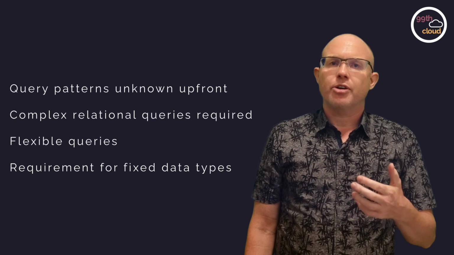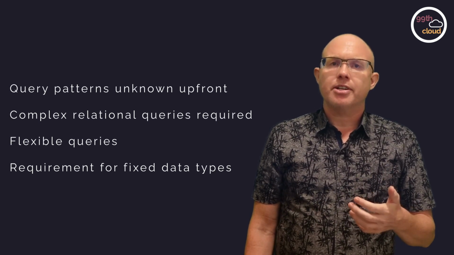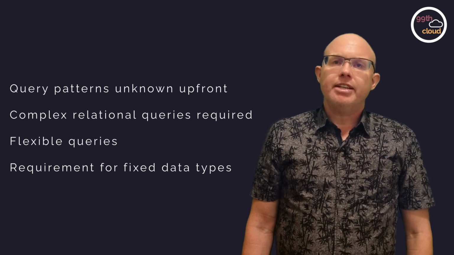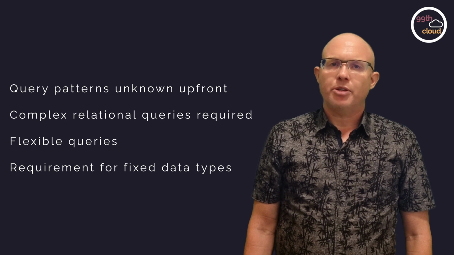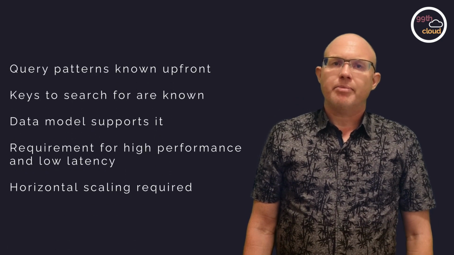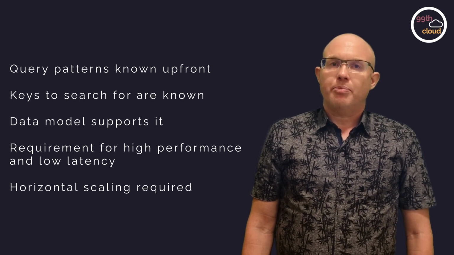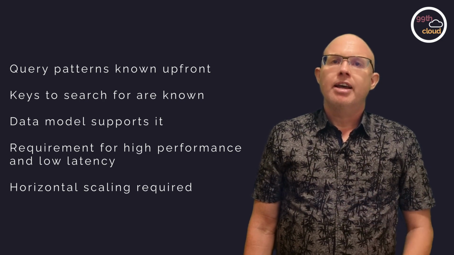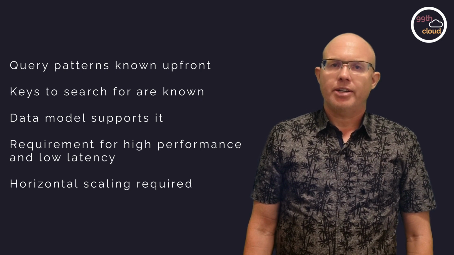So, to recap, in general you would use a traditional relational database if the query patterns are unknown up front, if complex relational queries are required, if the queries need to be flexible, and if you need fixed data types for attributes. And you would use a NoSQL database if you know your query patterns up front, if the keys you want to search for are known, if your data model supports it, if high performance and low latency is required, and if horizontal scaling is required.